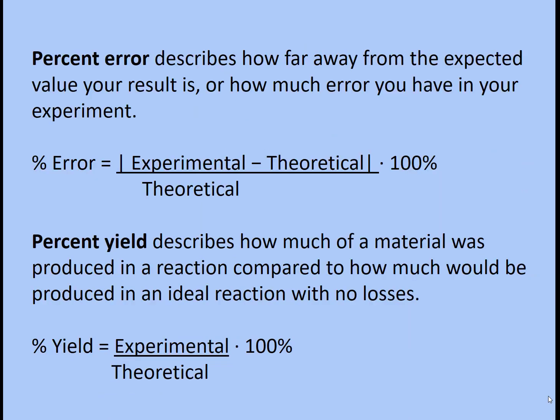Percent error describes how far you are away from the expected value, and percent yield tells how much you have in comparison to how much you would have had, like what your math says. So that's percent yield. And in AP chemistry, we use both of these, but use the second one most likely. So percent yield.